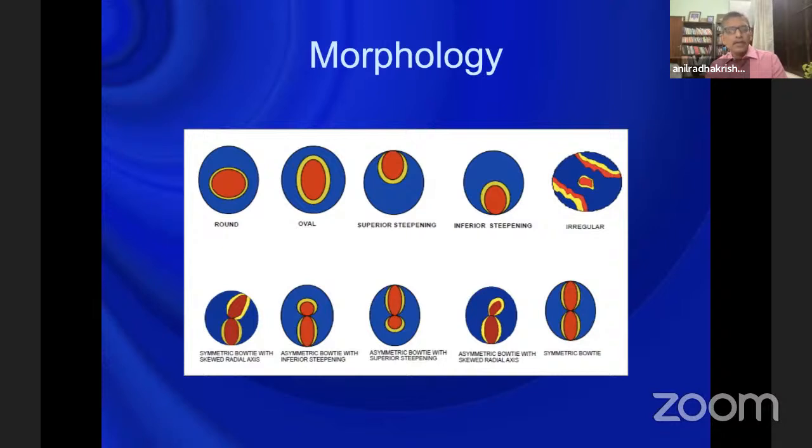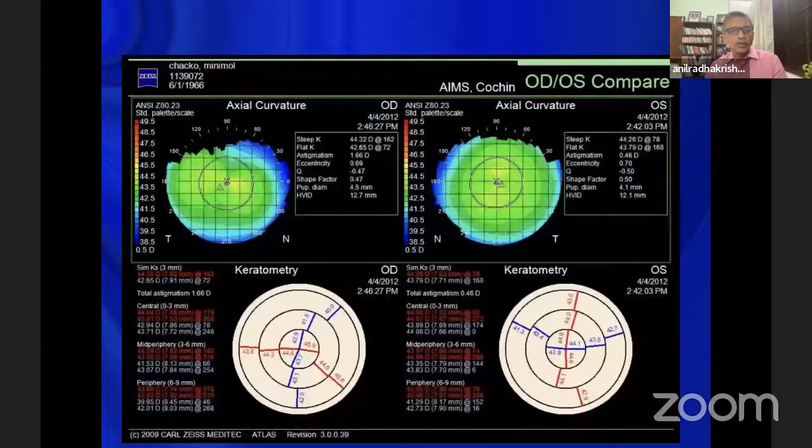Then there is something called skewing of radial axis. Normally, both the bows of the tie are in one line, but if there is an angle between these two, you call it the skewing of radial axis. I'll show some illustrative examples.